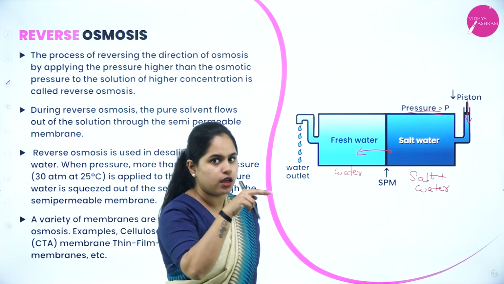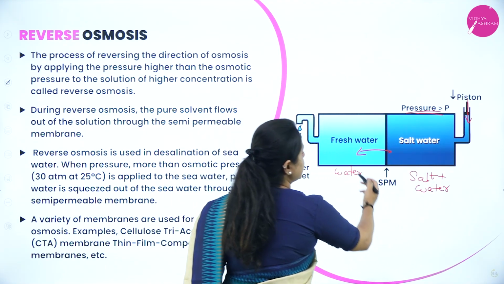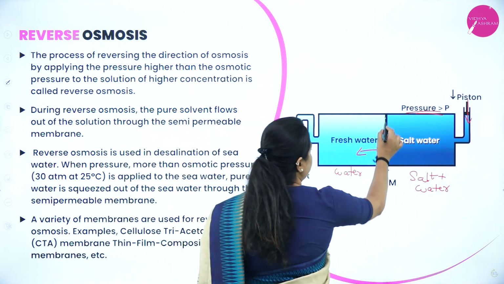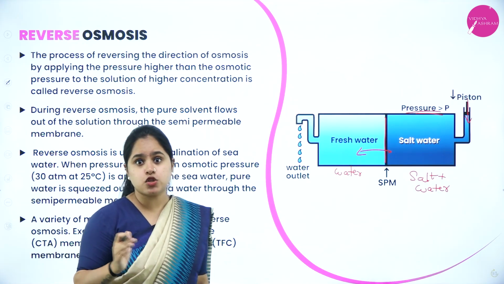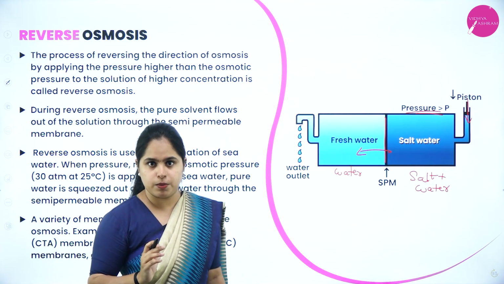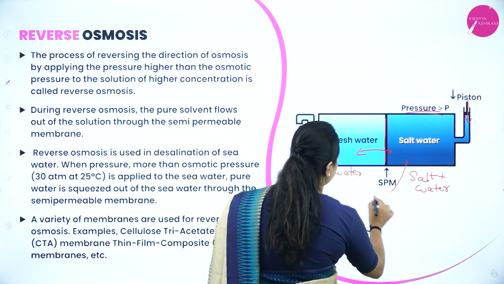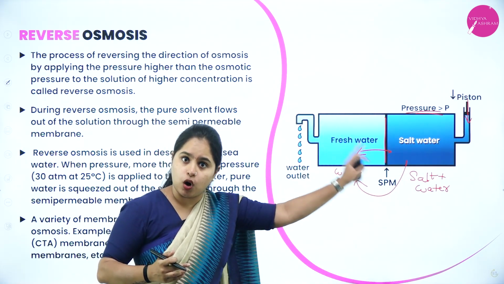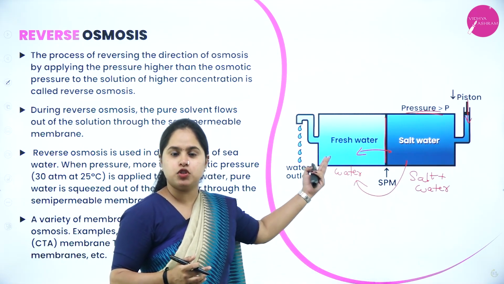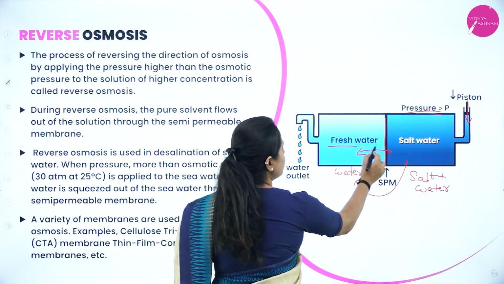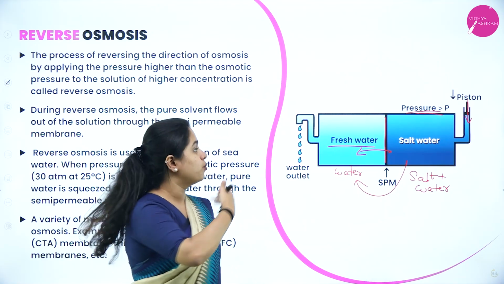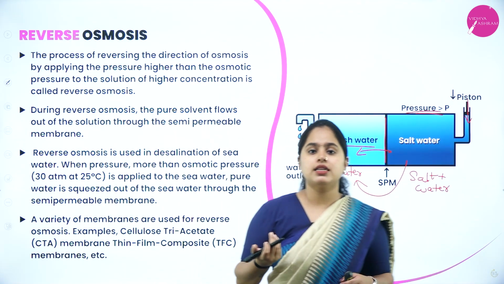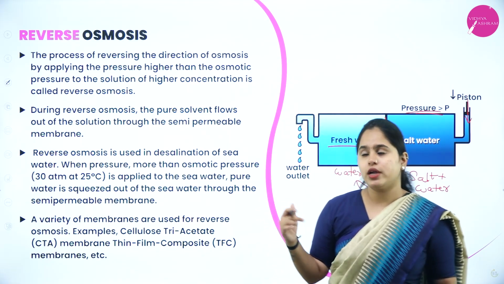The opposite takes place. From higher concentration, it will start moving to the lower concentration through a semi-permeable membrane. We know that only the solvent particles will move through a semi-permeable membrane, right? So solvent will move from salt water to fresh water. The salt will remain there, and only you will be able to get the water. In that way you will be able to get fresh water from the salt water. This is called desalination of seawater. So that is an application of reverse osmosis. I hope it is clear.